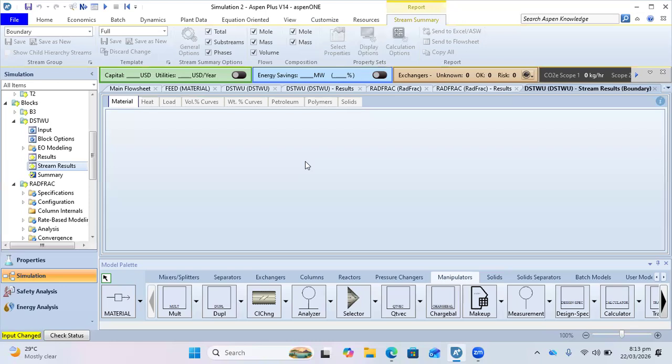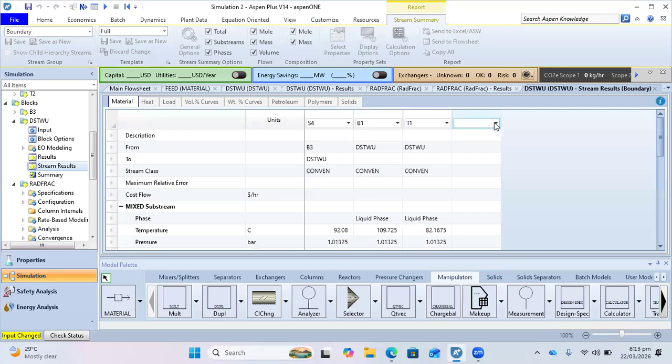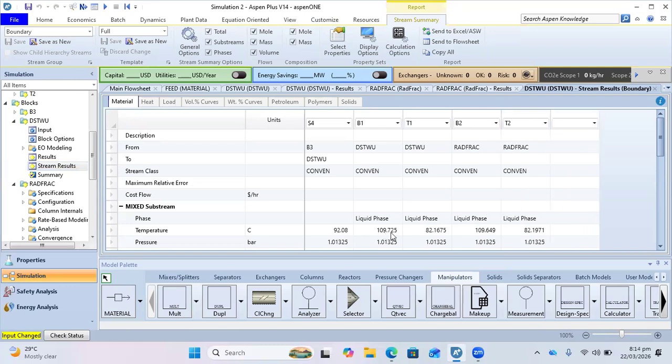So they have the same feed. So I'll just include B2 and then T2. Then we can compare everything. So S4 is the feed. And then I'll add T2 to it. So if we even check the temperatures, compare the temperature of B2 and B1. This is 109.72. This is 109.64. It's not so far, right? T1 and T2, yeah, 82.16, 82.19. Now let's look at the mole flows.